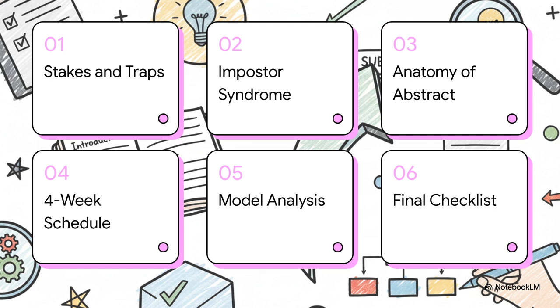1. The stakes and traps. 2. Overcoming imposter syndrome. 3. Anatomy of the abstract. 4. The 4-week schedule. 5. Model analysis. And finally, 6. Final checklist.